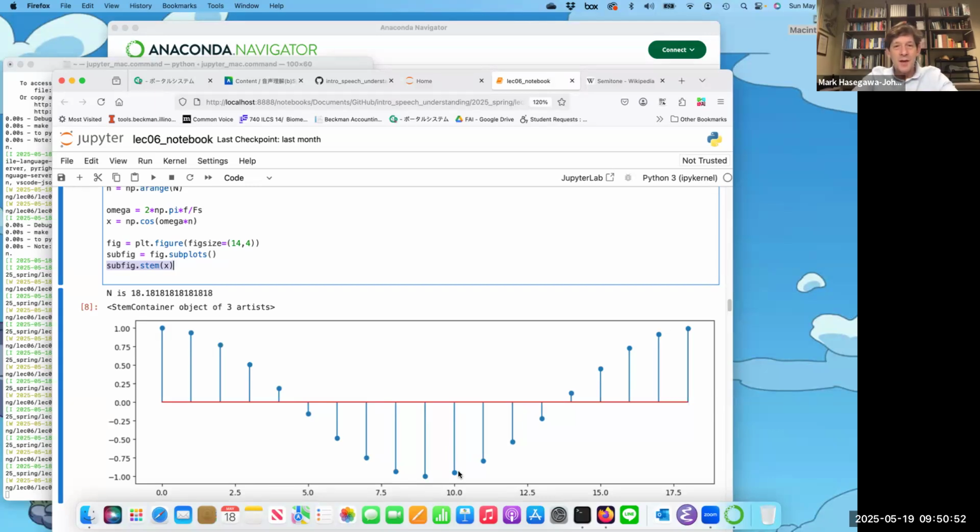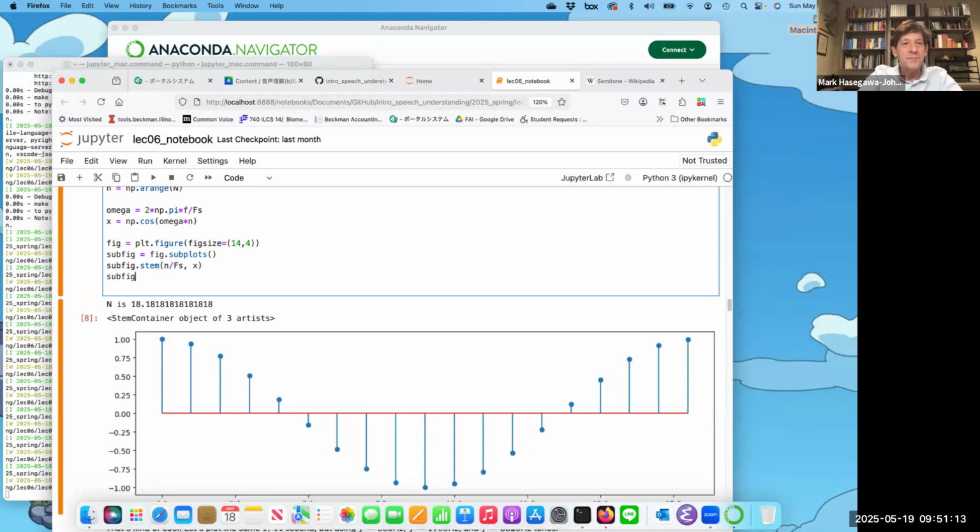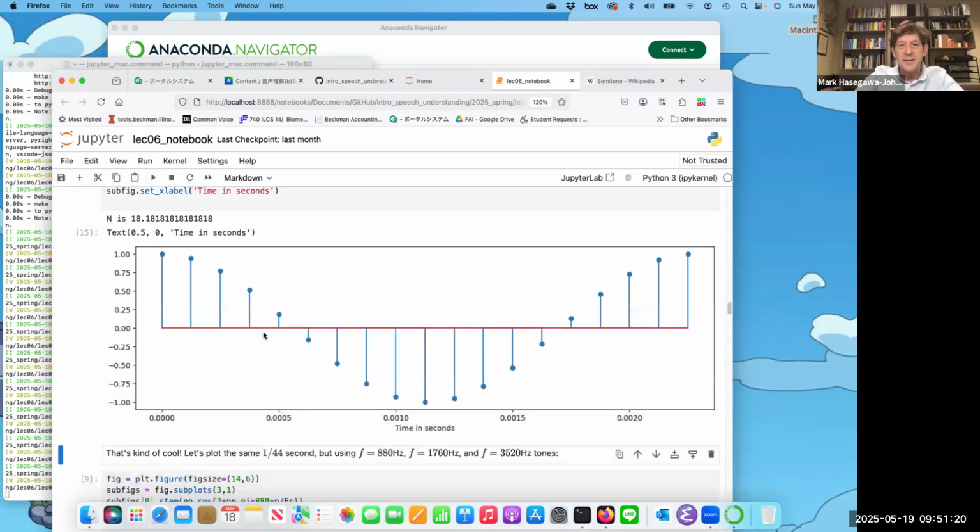Right? I could actually plot time in seconds on the lower axis. Let's try that. Let's plot n over 8,000, n over fs, I guess, times x, and I'll do subfig set x label to time in seconds. And if I do that, I can see that the time in seconds ranges from 0 seconds to 1/440th, which is a little bit larger than 0.002.